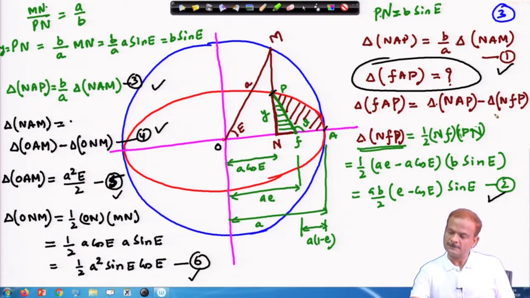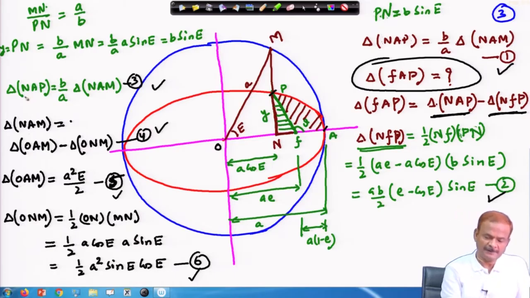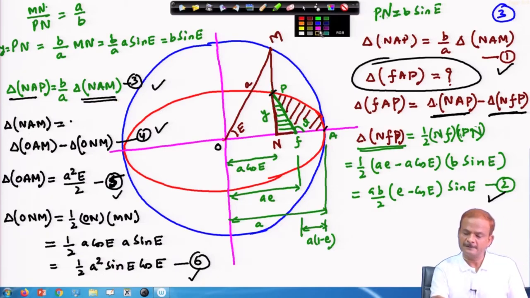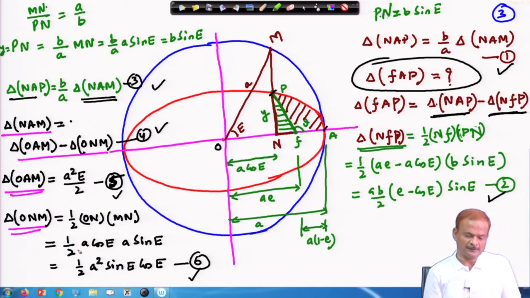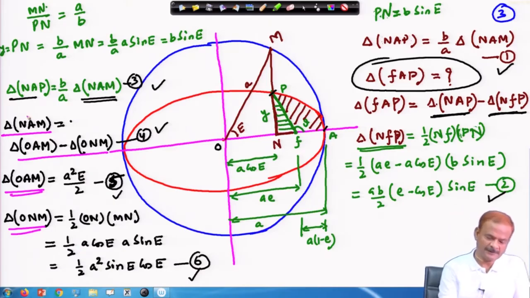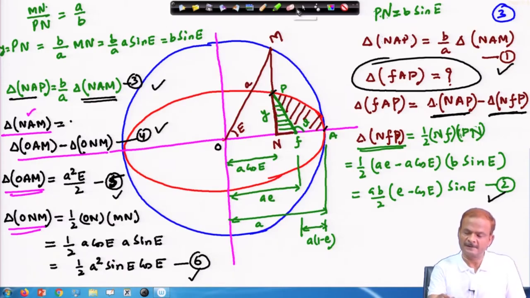This part we have already done. Now we have to calculate delta NAP, and for calculating delta NAP, we require delta NAM. NAM is given here by this part, and out of these, 2 are given here. So we have to combine all these results. On the next page, first I write delta NAM.